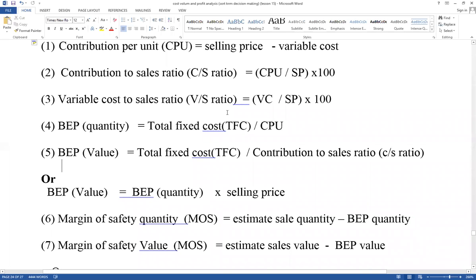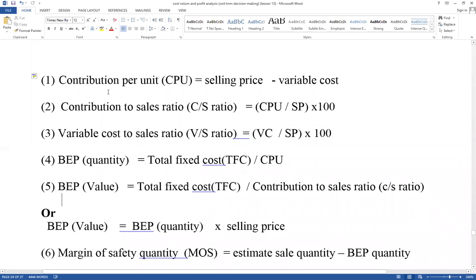Right, in this lesson, those are the equations we normally have to calculate. Contribution per unit, selling price minus variable cost. The next one, contribution to sales ratio, called the CS ratio: contribution per unit divided by selling price into 100. And variable cost to sales ratio, called the VS ratio: variable cost per unit divided by selling price into 100.